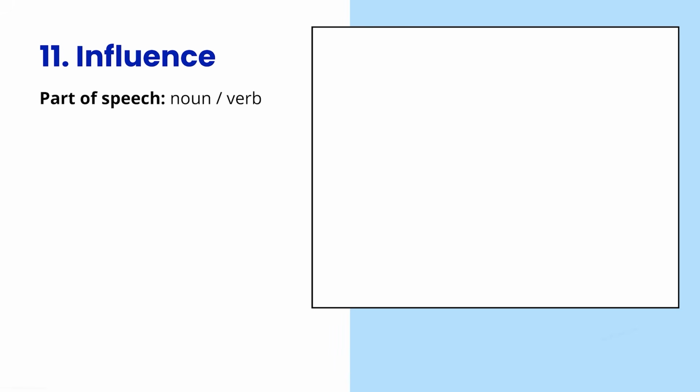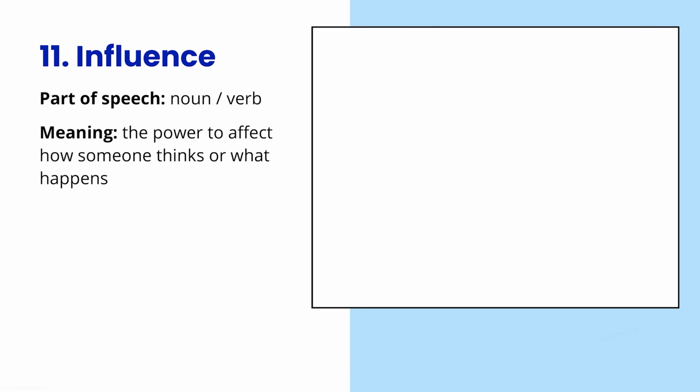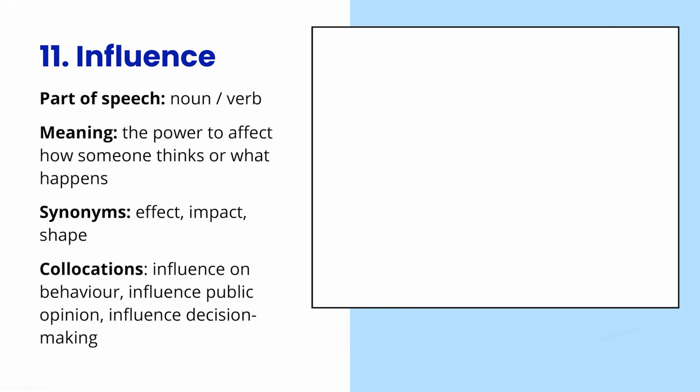Influence can be a noun and it can also be a verb. Now, it means the power to affect how someone thinks or what happens. Here are some synonyms: affect, impact, or shape. Collocations: influence on behavior.